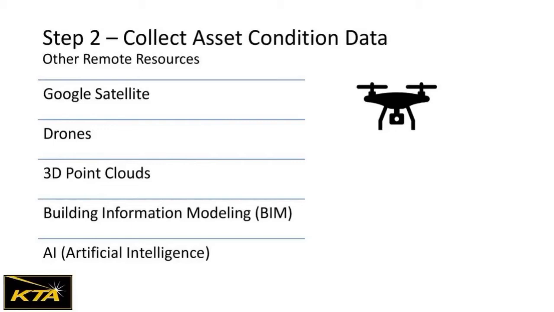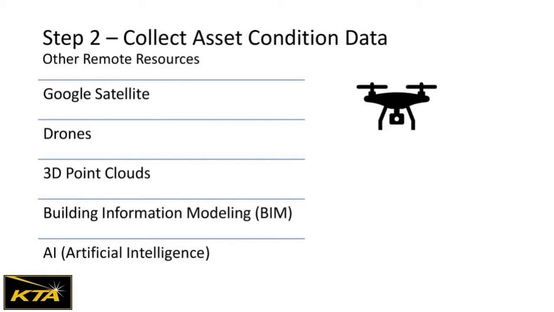3D point clouds are basically a 3D visualization of a space made up of thousands of dots. That technology has been around a while. It's a process called photogrammetry. It can be done from the ground or the air. Photogrammetry uses photos to gather measurements, and it can create drawings and models.